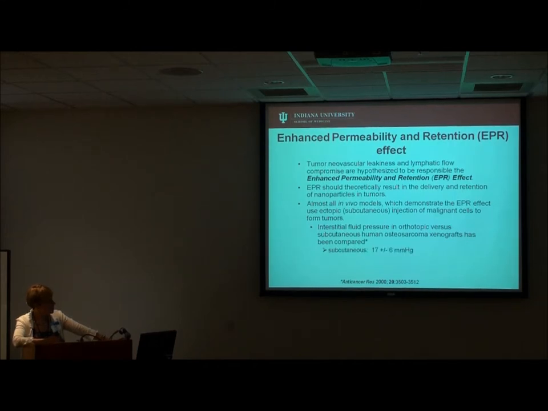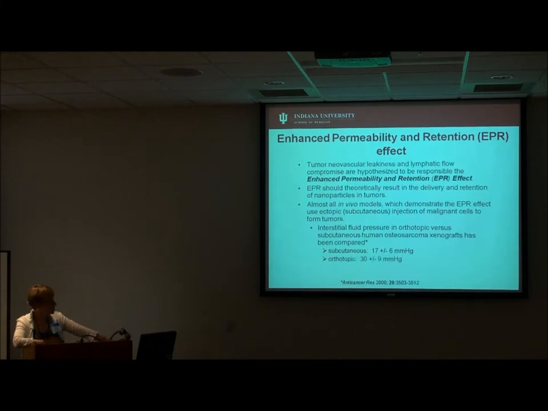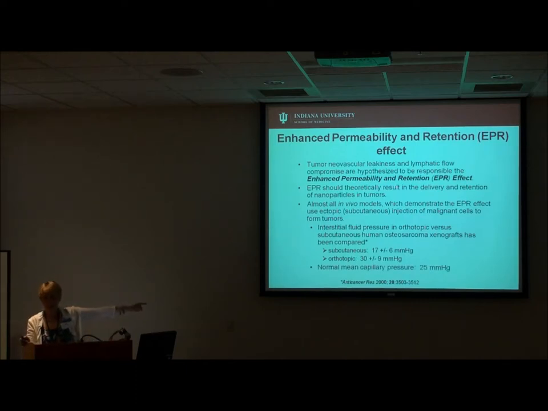Subcutaneous is 17 millimeters of mercury plus or minus 6, or the tumor is 30 plus or minus 9. And I told you a moment ago, normal capillary pressure is 25. So you're going to drive your nano stuff, whatever it is, into a subcutaneous tissue model of a tumor every time. I don't argue that that happens. It will happen, okay? But if you use something that looks more physiologic, when you put in an orthotopic model, your differential is the other direction. It's 5 millimeters of mercury different, meaning it's higher in the orthotopic model, not in the capillary, and it's not going to fall out.